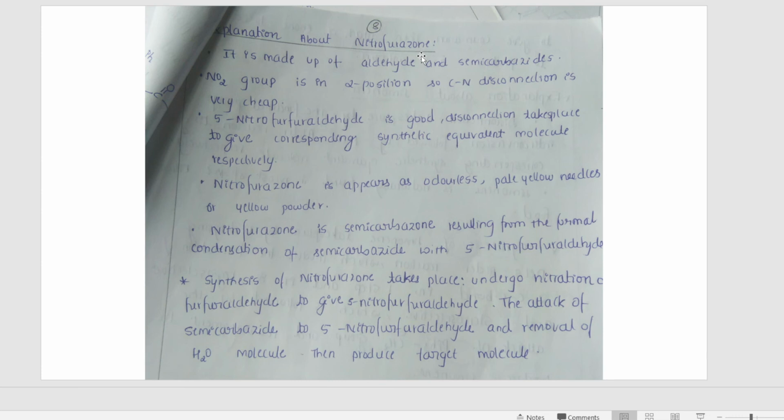Like here, in case of nitrofuran, it is made up of aldehyde and semicarbazide, and it has a nitro group in second position. So what becomes easy? The CN disconnection can become very easy, and you will get an aldehyde and what other nitro group you are supposed to add. So a little bit about nitrofuran. What is it? It is odorless, like pale yellow needles or a yellow colored powder. If you've seen it in lab, it is a yellow colored powder. So a little bit about the molecule. If you write this, it is enough, then you can show the retrosynthesis as well as synthesis.